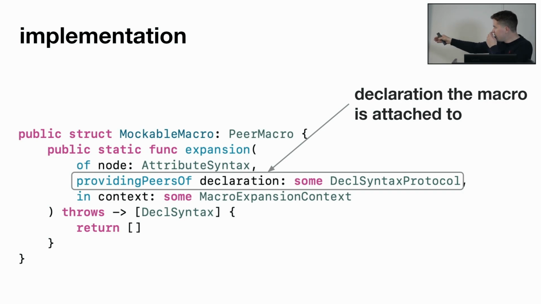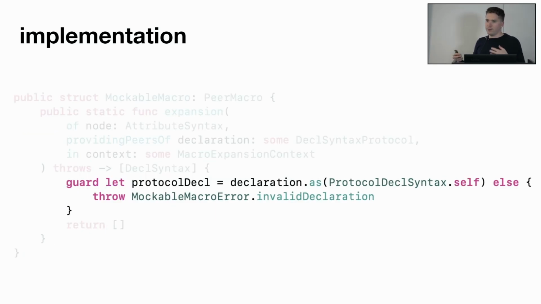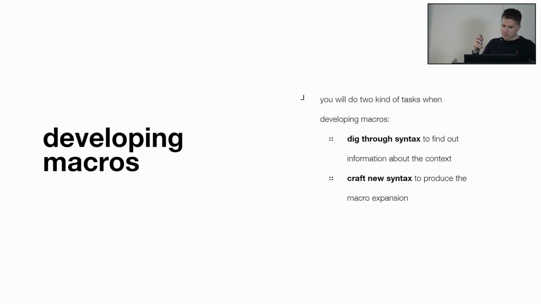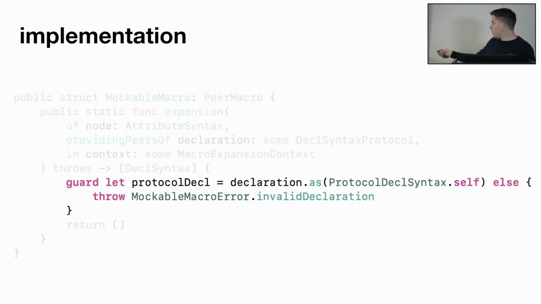All we know about this declaration is that it is some kind of declaration syntax, but this is not what we want, because we want our macro to be used with protocols only, and we want to prevent the user from attaching our macro to a function or a structure. So the first thing we do is cast this declaration to a protocol declaration syntax type, and if this succeeds, then our macro was attached to a protocol. If it fails, then we throw an error. And throwing this error here means that the compilation will fail.